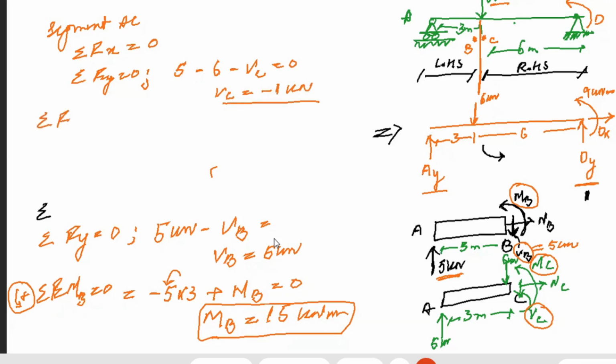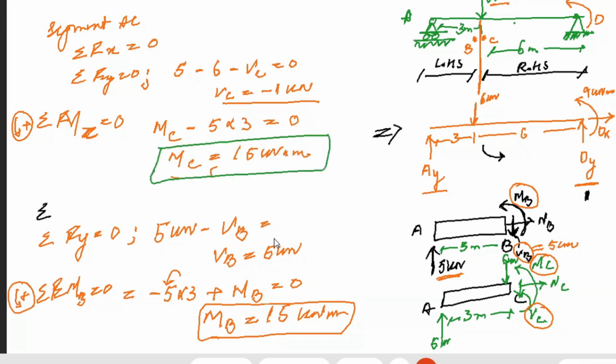And we have summation of moments at C. Summation of moment at C is equal to 0. Again, notation anti-clockwise positive. Therefore, in order to calculate the moment at C, firstly we will have MC minus 5 cross 3 is equal to 0. So here you can write moment at C is again 15 kilonewton meter.